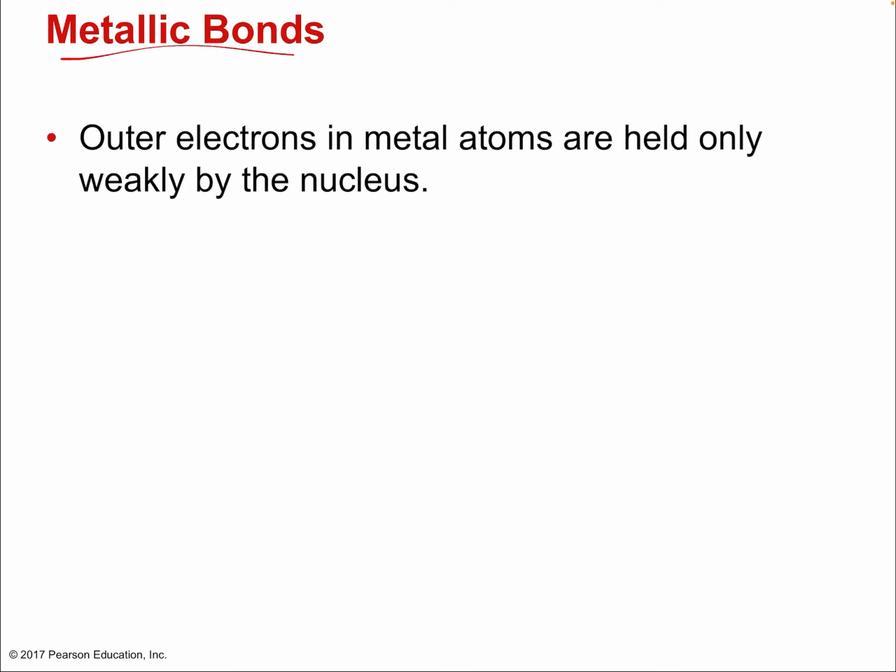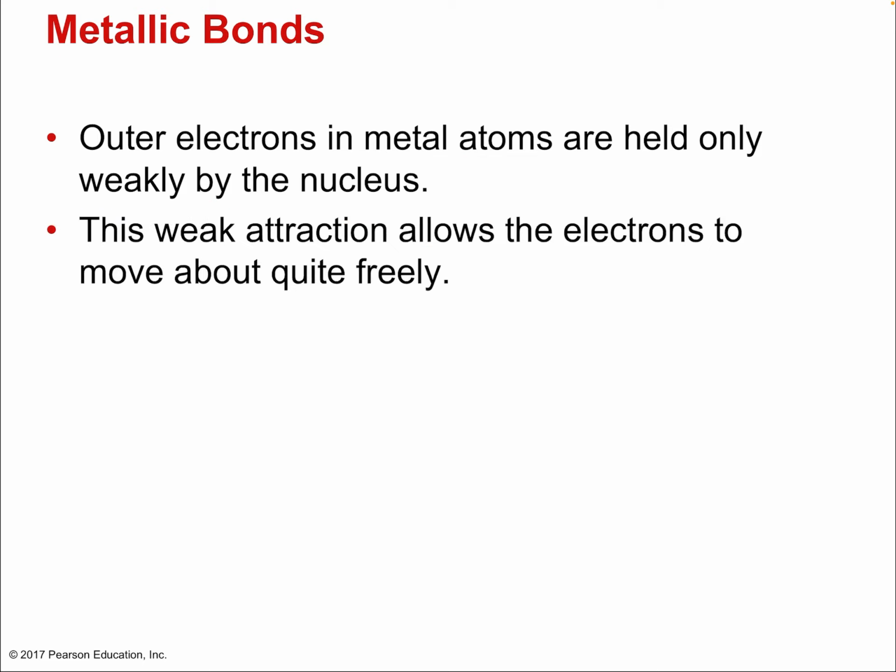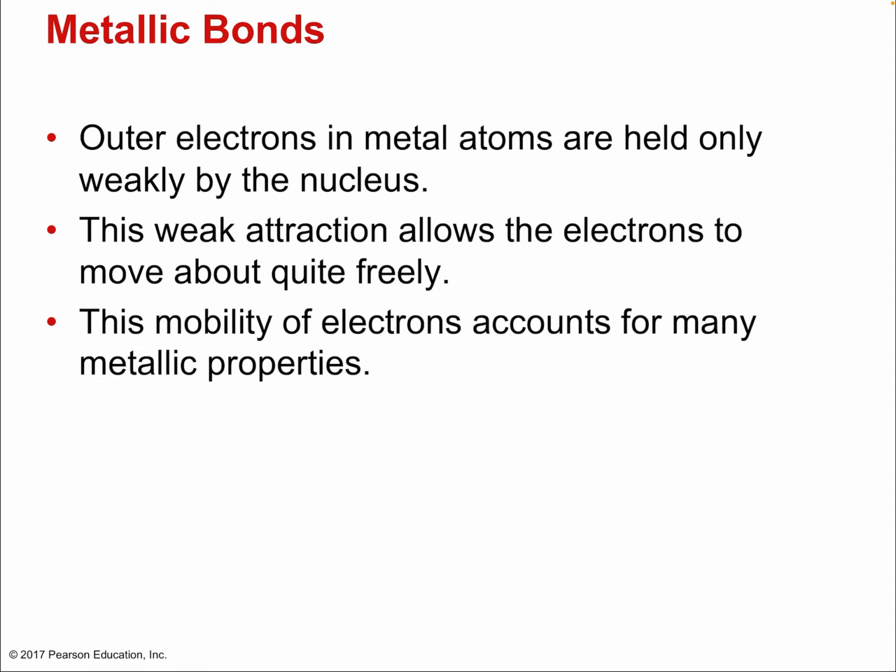Metallic bonds have outer electrons in those metal atoms that are held on very weakly. So the inherently metal has very weak outer atoms. That means the weak attraction allows the electrons to move about quite freely. So they're like free agents. An electron really isn't held to its nucleus. It can move among all the nuclei of that metal. So this mobility of electrons accounts for many metallic properties, right? Conductivity being the big one. And that's conductivity of electricity and heat.